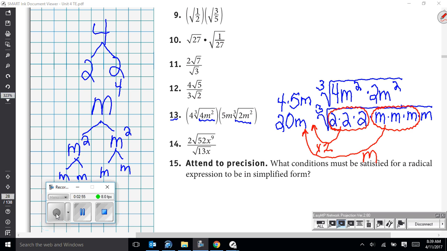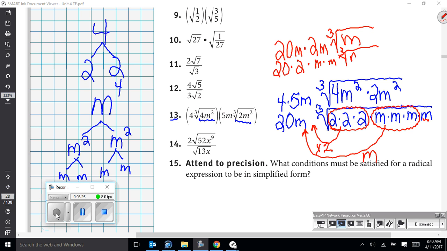All right, so now I'm going to rewrite it up top here. So we have 20m times, what were we able to pull out? 2m. And then what's left inside our cube root? Just this one little m over here. We didn't have any friends to help escape. So everything that's outside our radical, what can we do to that? We can multiply it. So 20 times 2 is 40, and m times m is m squared, and then we have the cube root of m. So this whole thing rewritten is 40 m squared times the cube root of m. All right, easy enough, just like that.